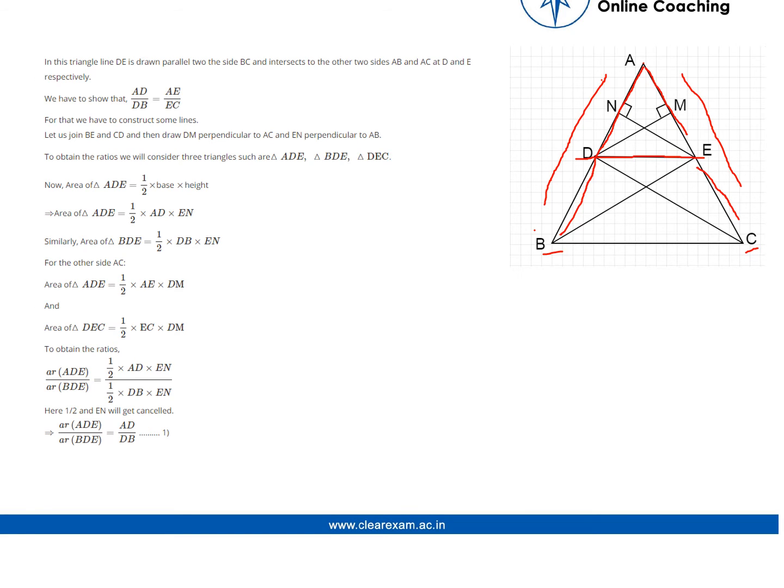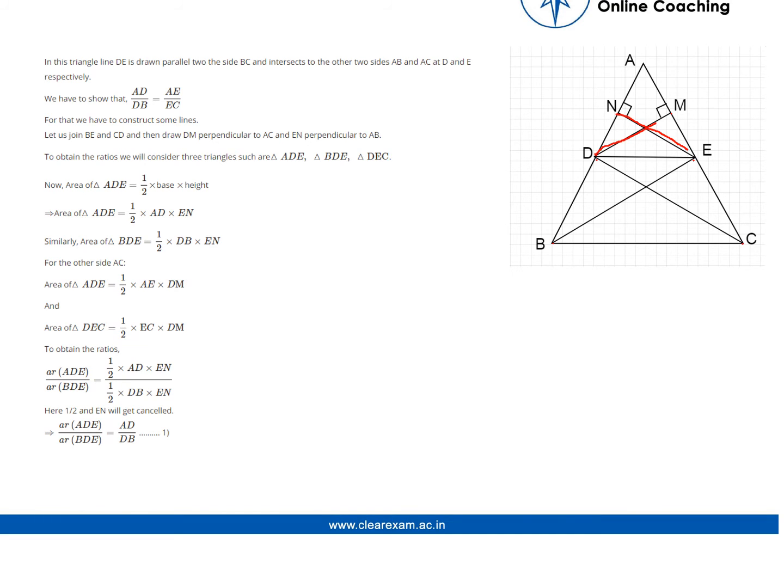For that, we have to construct some lines. So let's join BE and CD. Let's join BE, this line B and E, and C and D. Then we will draw perpendiculars DM to AC and EN to AB.